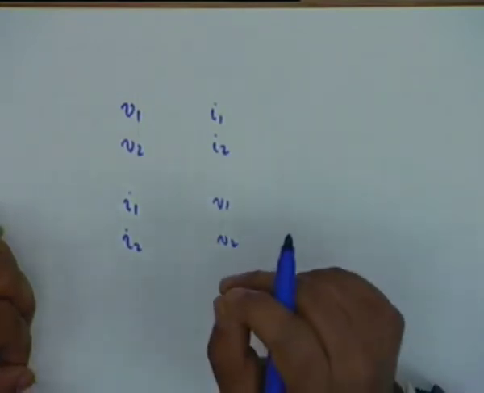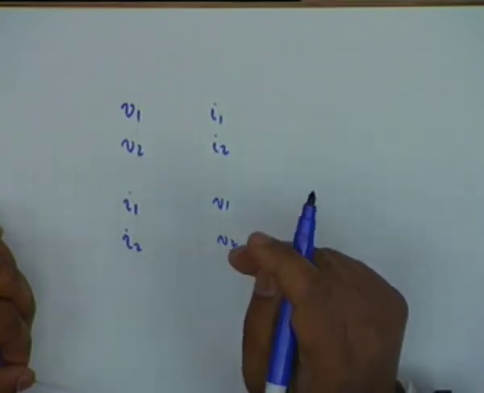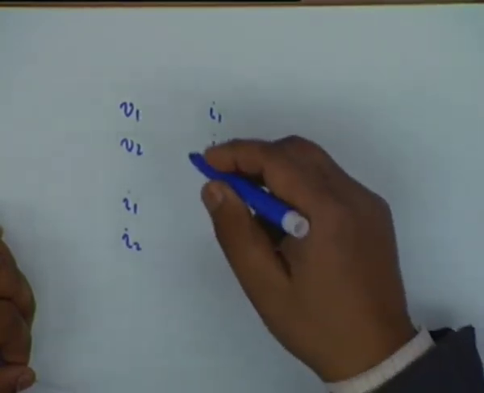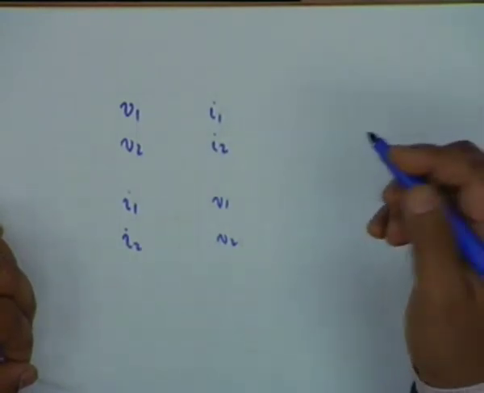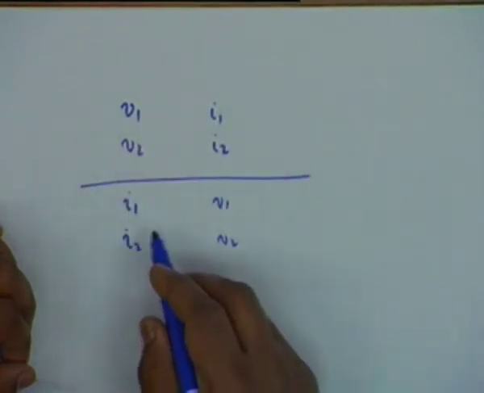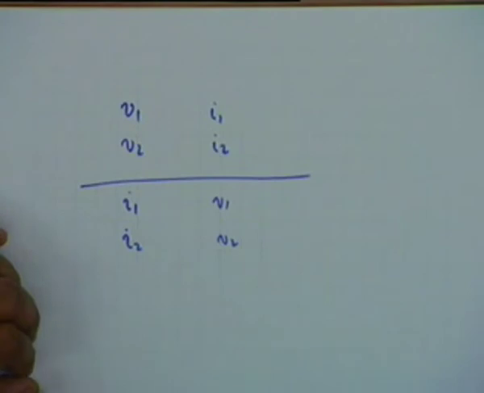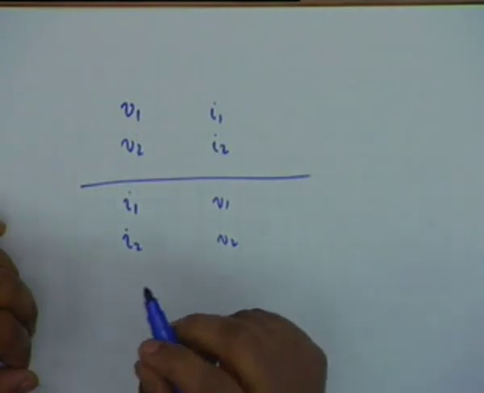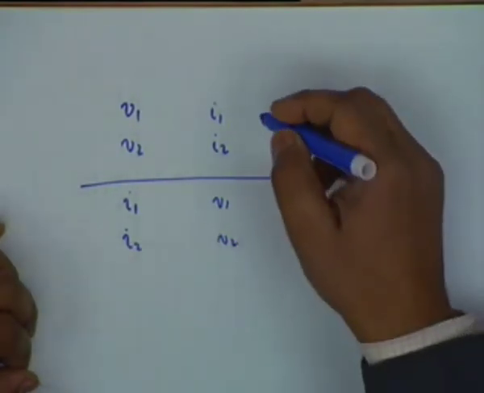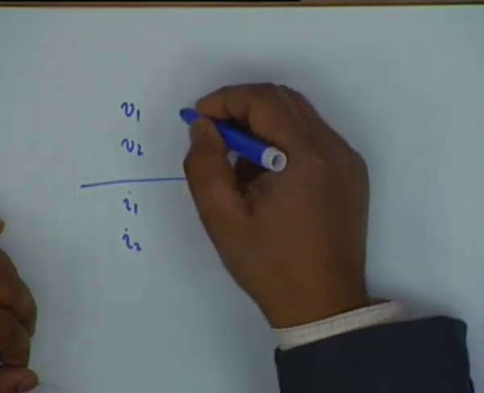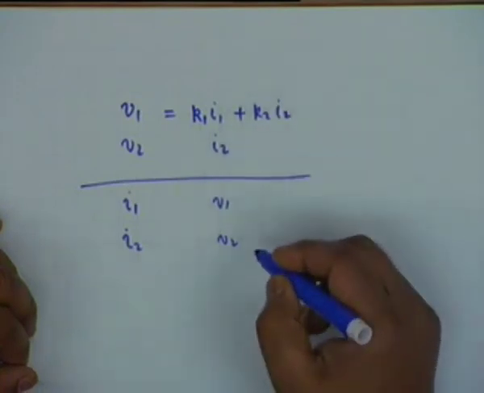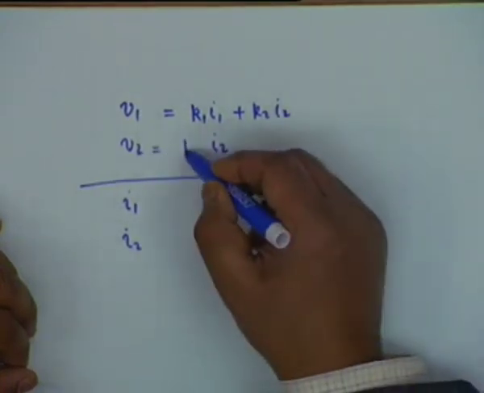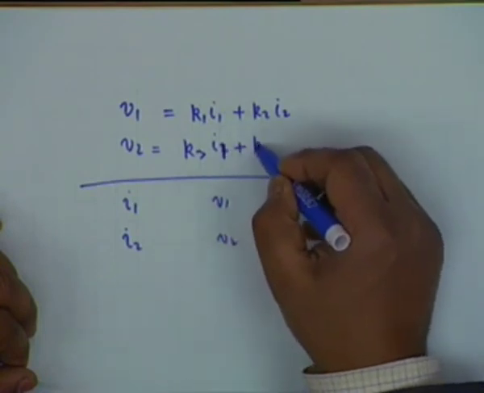All right, and since the network, what we mean is V1 is expressed as a function of I1 and I2, V2 is expressed as a function of I1 and I2, or I1 is expressed in terms of V1 and V2, I2 is expressed in terms of V1 and V2. All right. Now, the network is linear, and therefore V1 shall be of the form K1 I1 plus K2 I2, and V2 shall be of the form K3 I1 plus K4 I2.